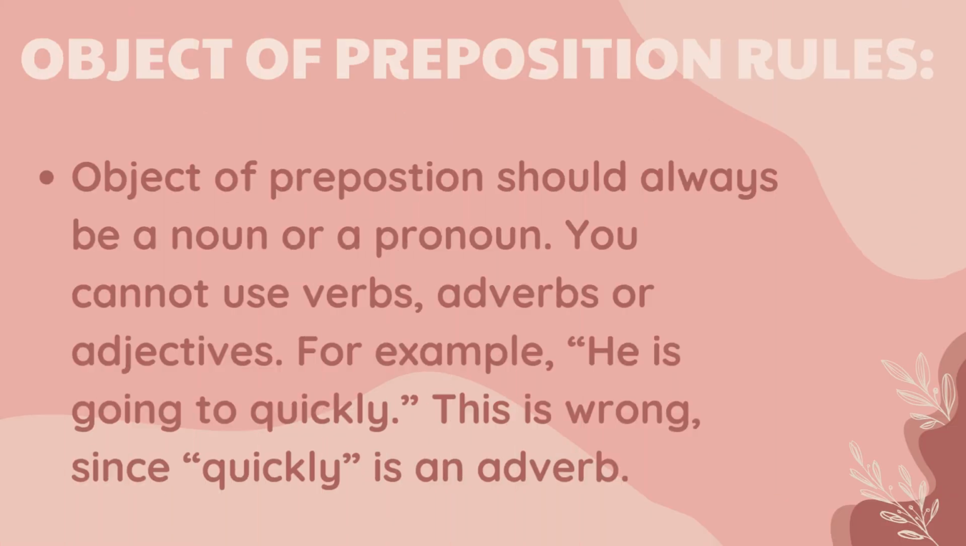Let's get to know some rules of the object of preposition that will help you understand how to use them in a sentence. First, object of preposition should always be a noun or a pronoun. You cannot use verbs, adverbs, or adjectives. For example, he is going too quickly. Does it make sense? No, this is wrong, since quickly is an adverb.